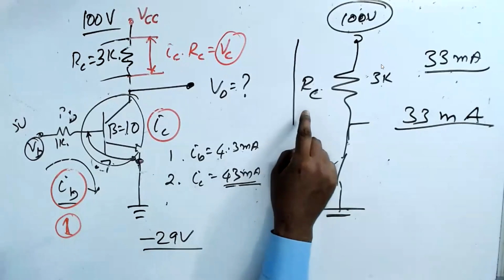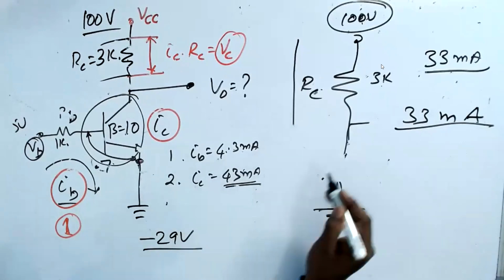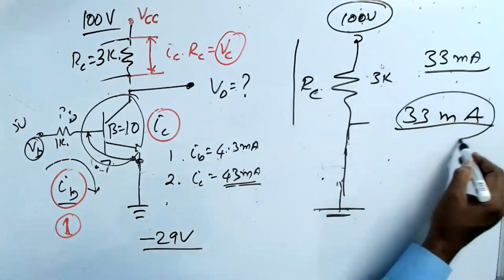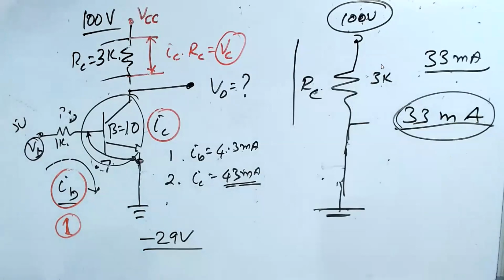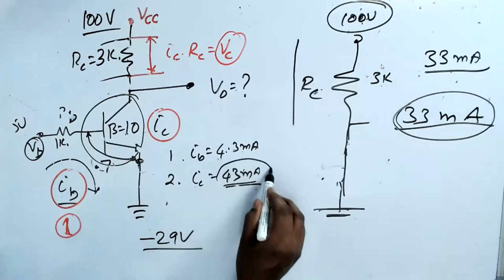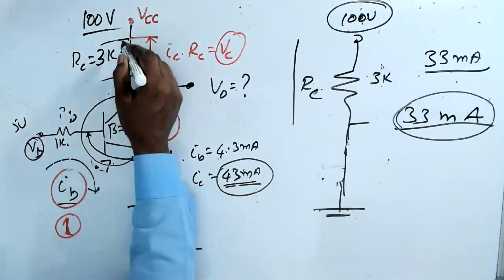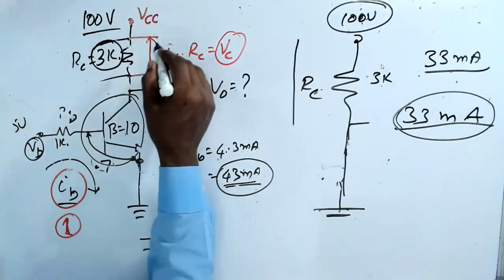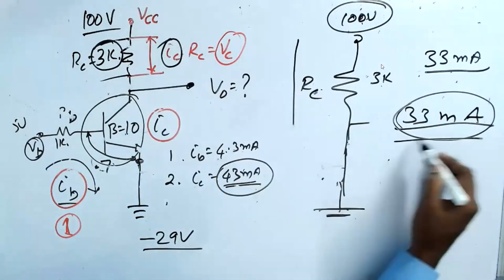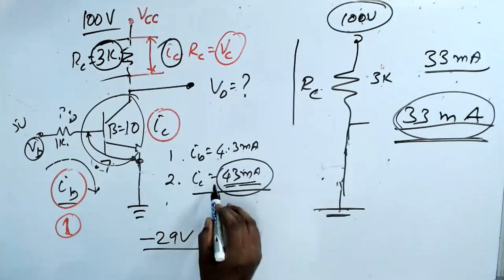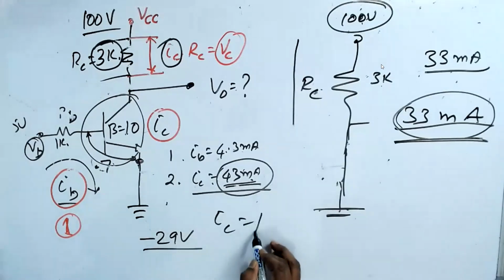So you see here, whatever the resistor is, the maximum current that can flow through the circuit is how much? 33 milliampere. Am I right? Not more than that. But as per your calculation, IC is how much? 43 milliampere. Understand? In this circuit, because this is 3K, the maximum IC is 33 milliampere. But you are finding IC is 43 because you used IC equals beta into IB.